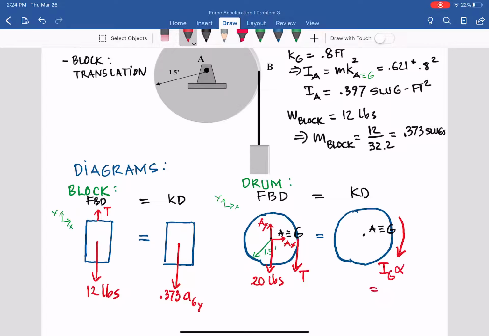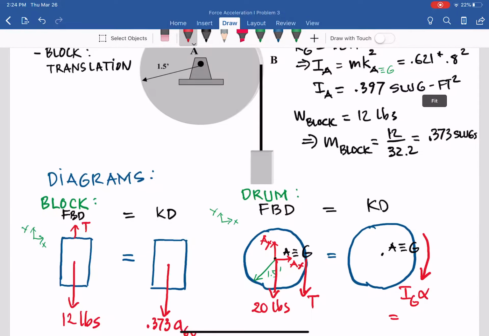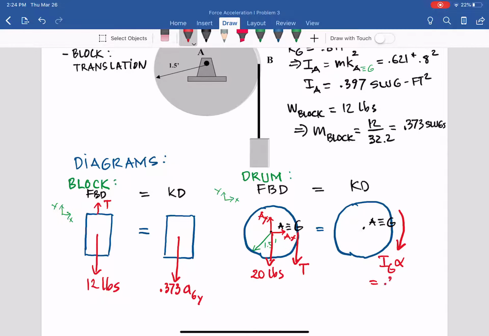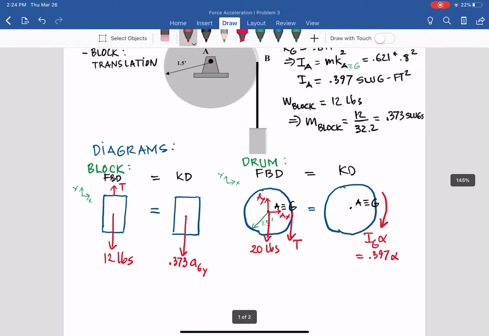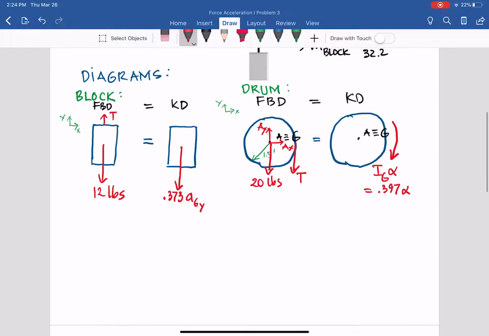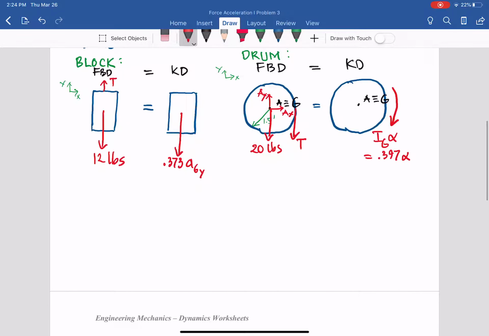IG alpha is equal to 0.397 alpha, since we already have the slug-feet squared. So that's what you have in the free body diagram equal to the kinetic diagram. So bottom line, count how many blocks. For each block draw 2 diagrams and make them equal: one side the free body diagram, the other side the kinetic diagram. In the kinetic diagram, maximum 3 unknowns. How to draw that? Go back to problem 1 where we drew multiple kinetic diagrams.